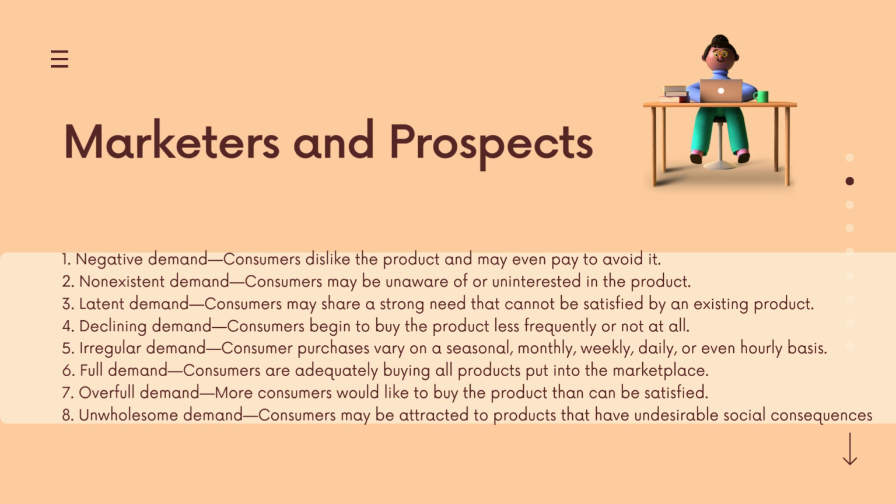Then the last one is called wholesome demand, wherein consumers may be attracted to products that have undesirable social consequences. For example, we all know that we should not use plastic bags, or we should avoid plastics, and we should go for recycling. But there are very, very few individuals who actually do that, right? So although we all know that we should not use plastic, for the food products or the vegetables which we buy, we tend to use plastic because we don't have any choice, right? So these are all the eight demands.